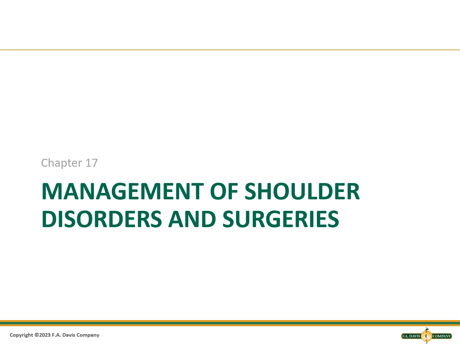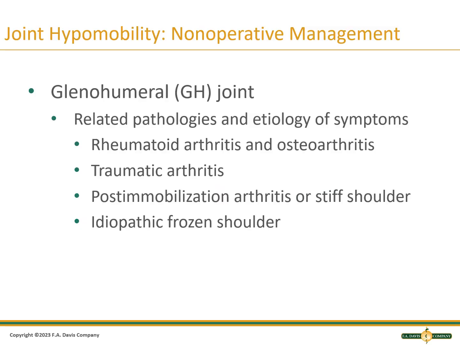This section is going to take us through different shoulder diagnoses and considerations that we need to keep in mind when developing a treatment plan for our patient. We're going to go through specific shoulder interventions in lab. We'll start off with joint hypomobility, so that's going to be reduced movement or motion. And looking at non-operative management of joint hypomobility, we're going to focus on the glenohumeral joint because that's what we will most commonly have referred to us for therapeutic treatment.